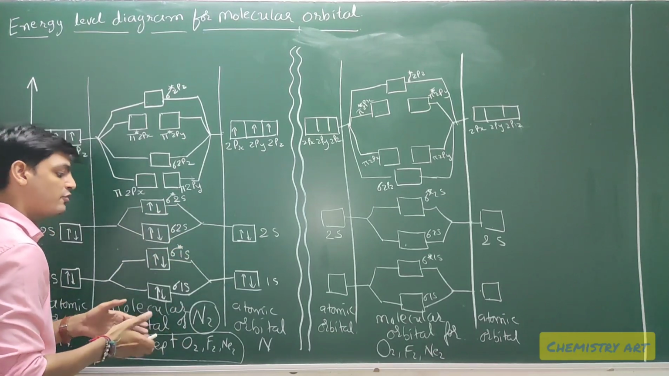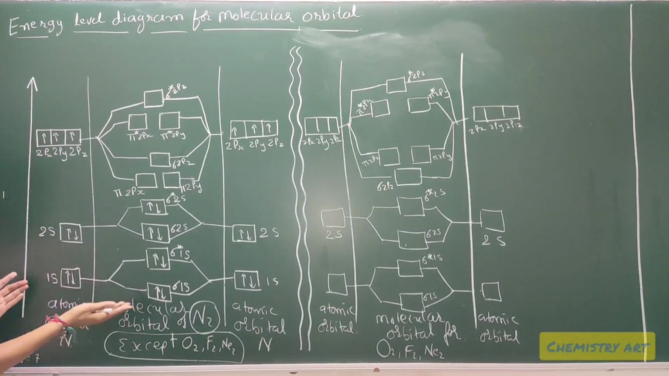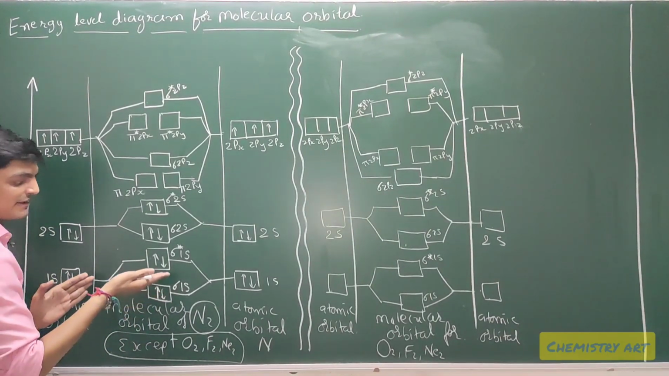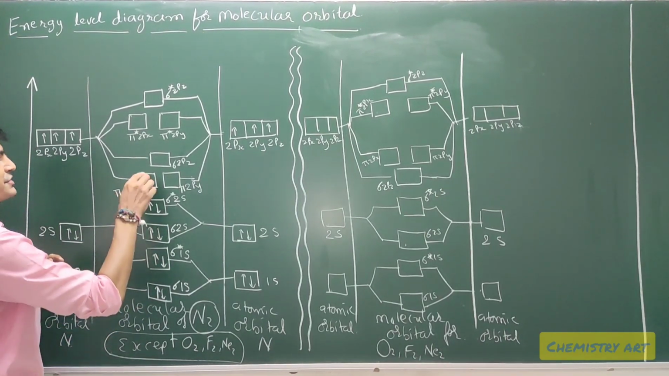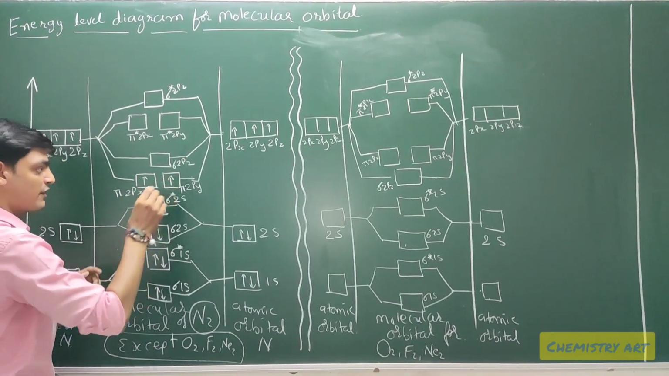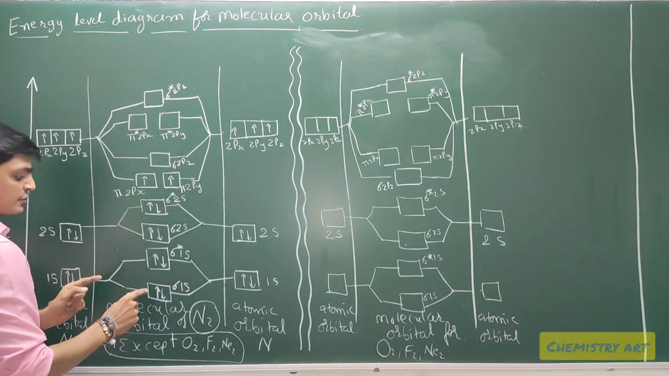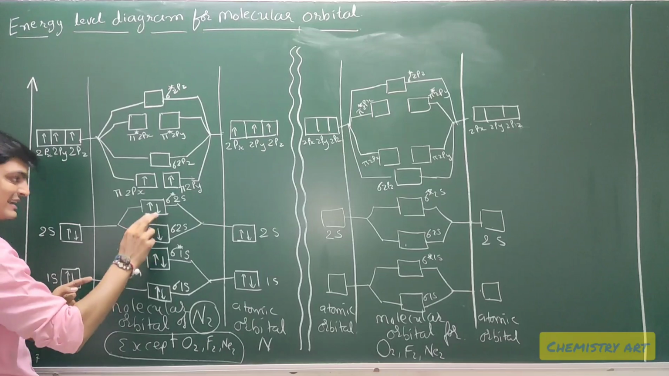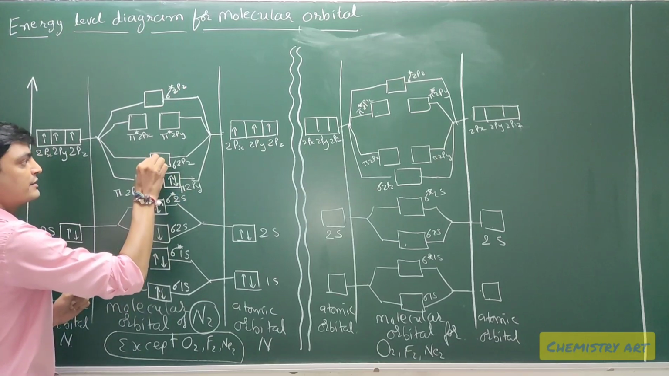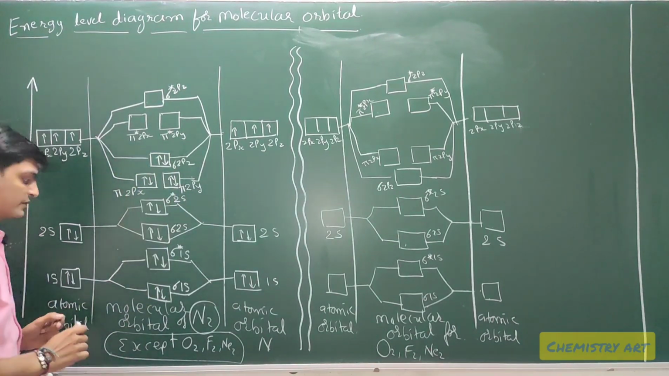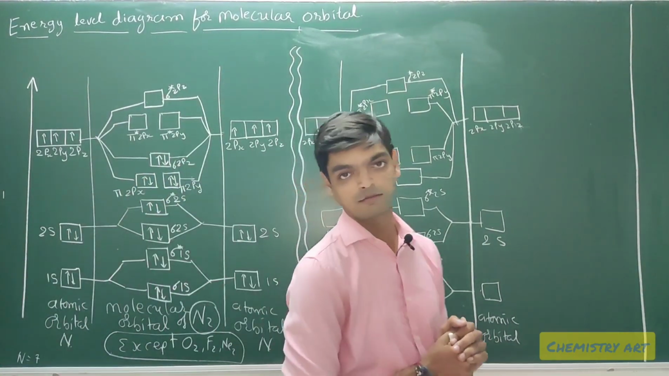Remember that first of all you have to fill the molecular orbital which has less energy. Here the arrow is there, you can see that sigma 1s has less energy, then sigma star 1s, then sigma 2s. First of all we have to fill one electron in each, and then after we have to make pairs. So these are the molecular orbitals of the nitrogen molecule.